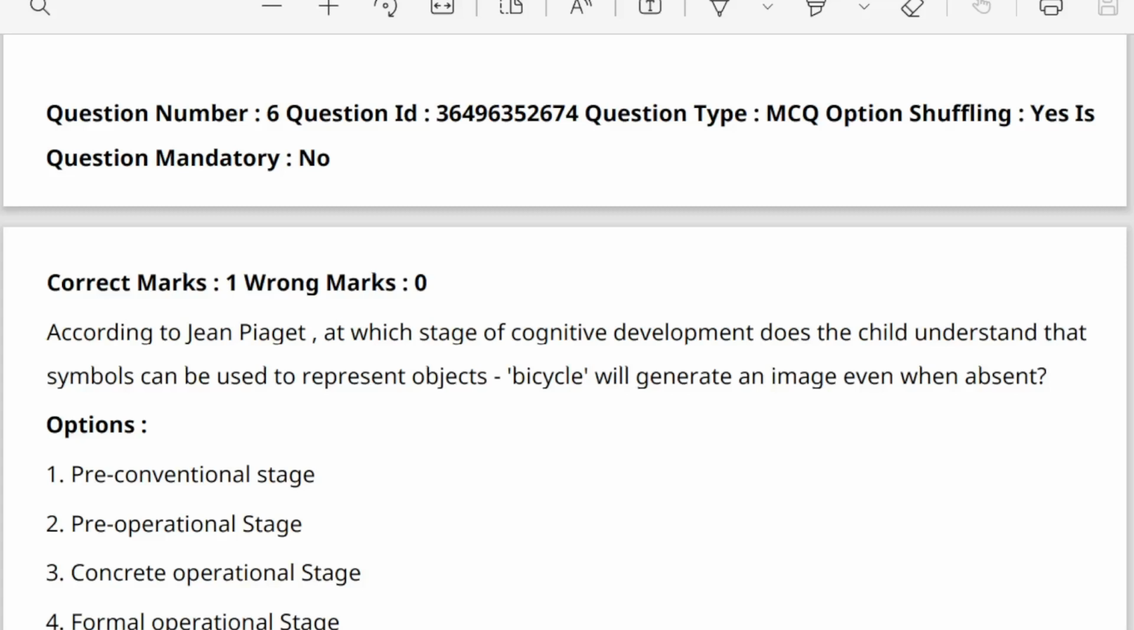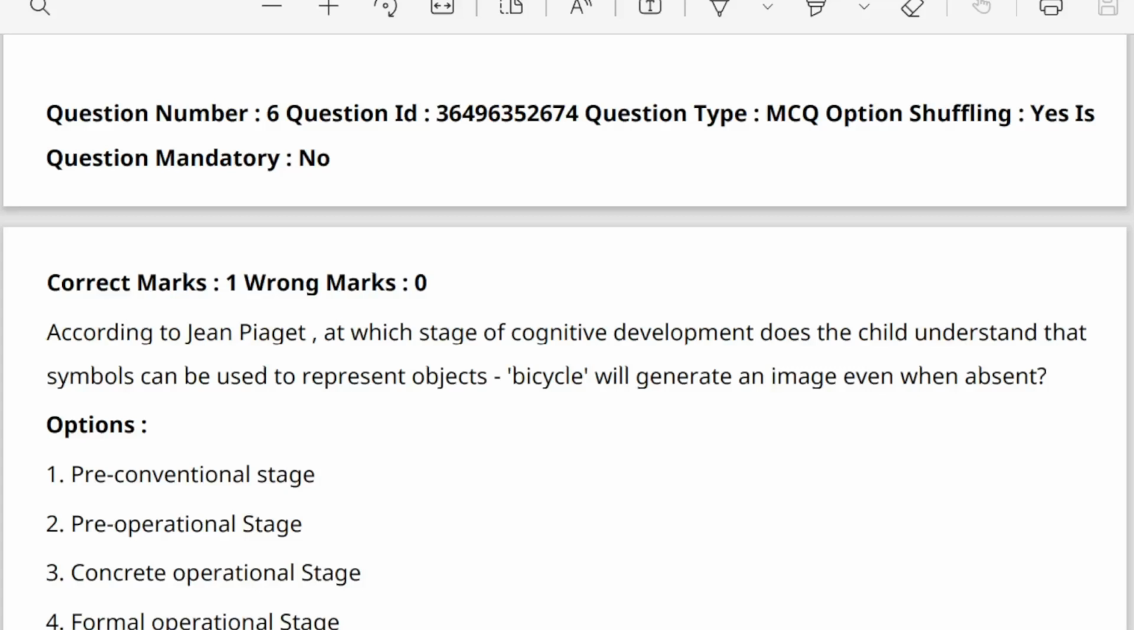This is again Piaget's theory of cognitive development, and you have to remember what are the things that a child can do at the 4 stages. The first option, pre-conventional stage, refers to Kohlberg's theory, so this will be wrong right away. We have 3 options from Piaget.